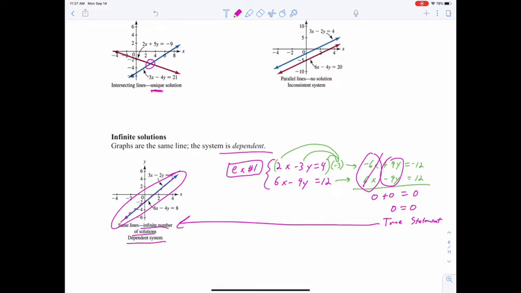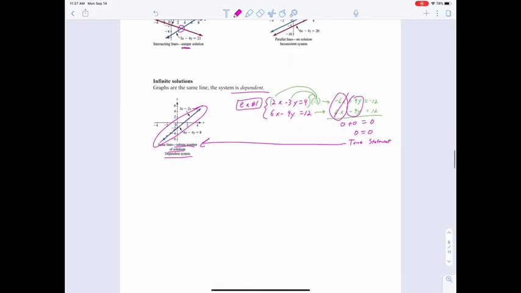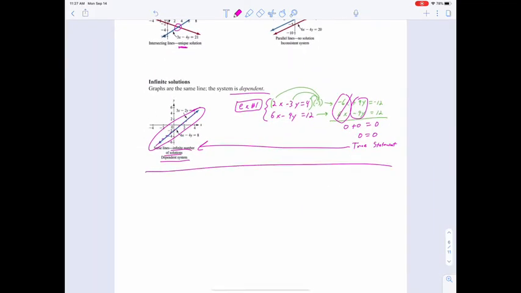Okay? So whenever you have a true statement, 0 equals 0 or 5 equals 5 or whatever, then you have an infinite number of solutions, and that's called a dependent system. Okay? So that's important to remember. We're going to do another example here, example number 2. So we're going to get 2x minus 3y equals 4, and 6x minus 9y equals 36.